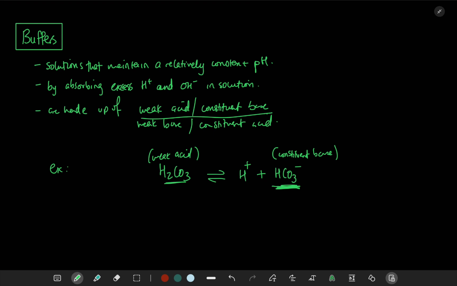Well, if we add acid, and I'm talking about a strong acid, say hydrochloric acid, we add hydrochloric acid to the solution, right? So remember, we said strong acids will dissociate completely, which means that this is going to break down into hydrogen ions and chloride ions, right? So now we have additional hydrogen ions entering this system, this solution here.